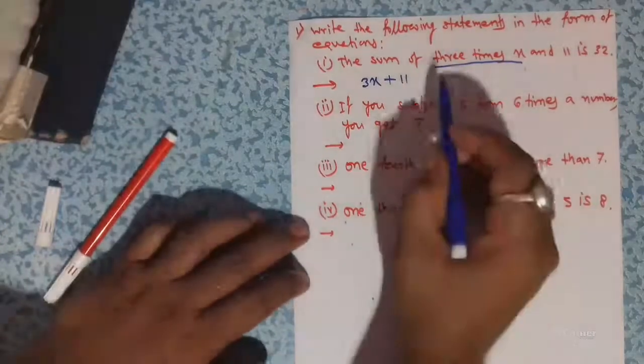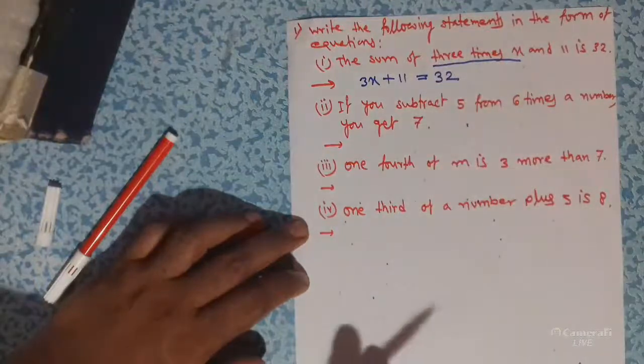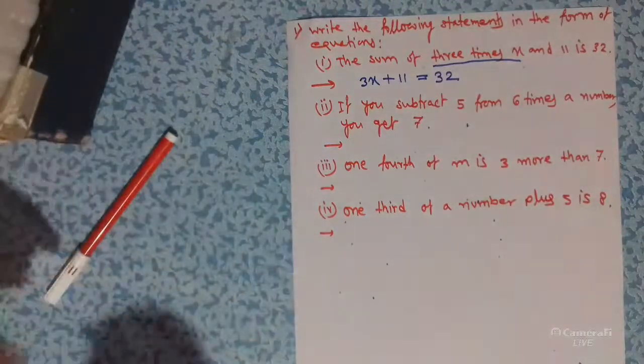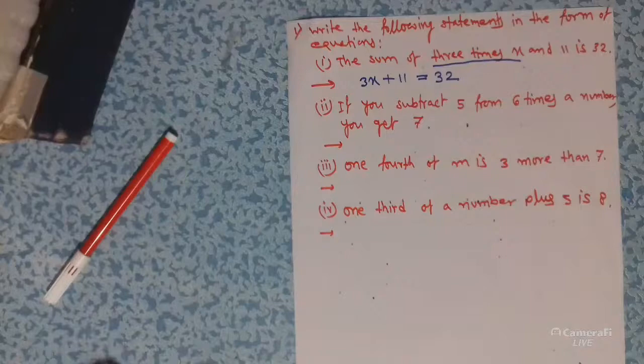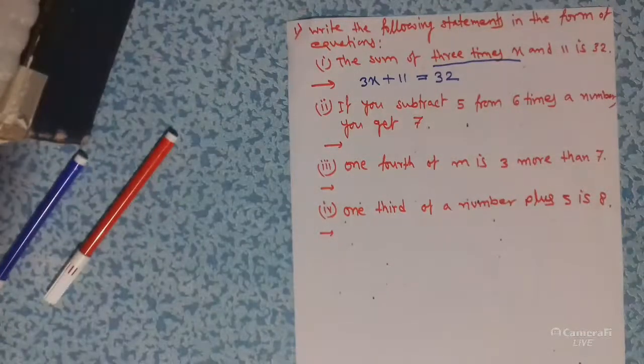That means the result is 32, so you have to write is equal to 32. So this is the required equation. The sum of 3 times x and 11 is 32, so it should be 3x plus 11 is equal to 32. Now solve the second one.